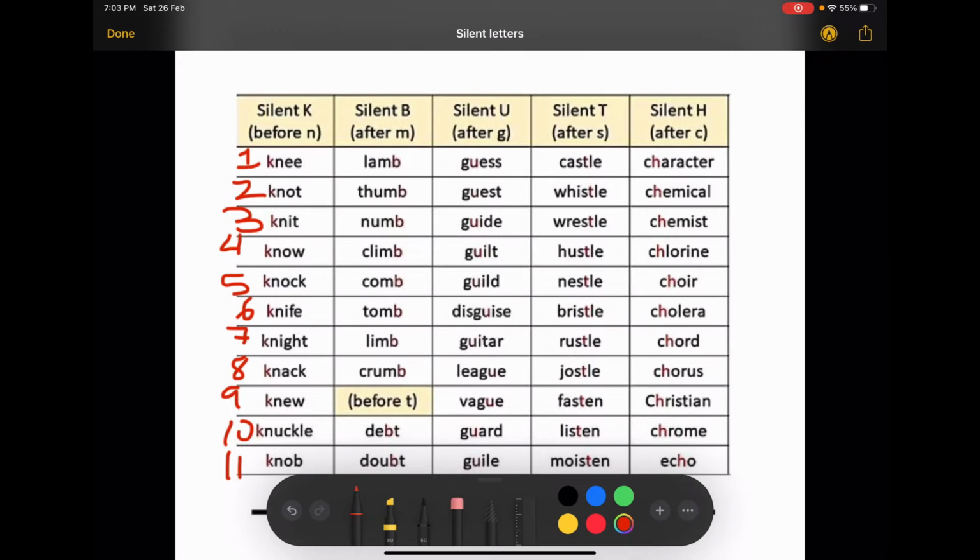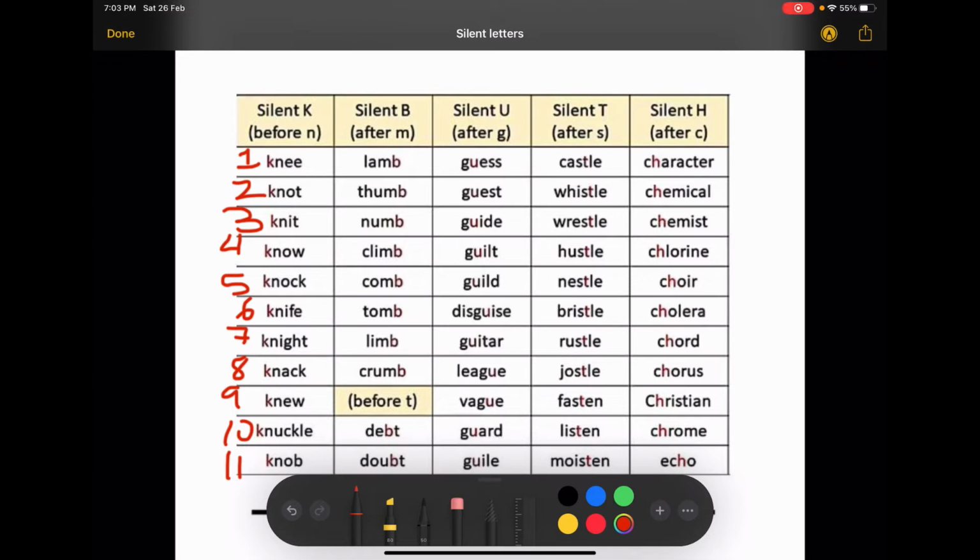The seventh word we have is knight, and you pronounce it just like 'night', but when you write it, it's different because there's a K, but the K is silent. And the eighth word we have is knack. The first K is silent, but the second K is not silent. So you pronounce it as N-A-C-K. The ninth word we have is new, and you pronounce it as N-E-W, not 'k-new', because the K is silent.